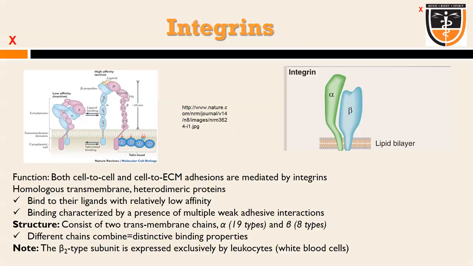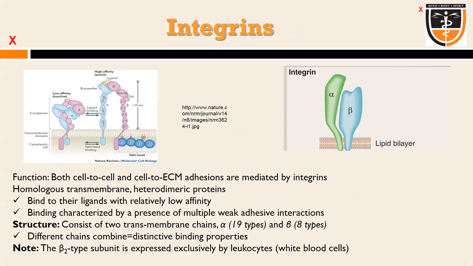Integrins are another group of adhesion proteins, and their function is both cell-to-cell and cell-to-ECM adhesion, and these are, again, all mediated by integrins. So they bind cells to cells, and they also bind cells to extracellular matrix. They're homologous, transmembrane heterodimeric proteins, which means they have two subunits. They bind to their ligands with very low affinity. These bonds are not really strong.